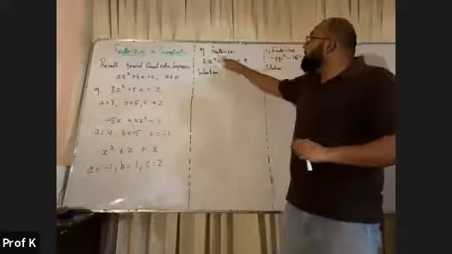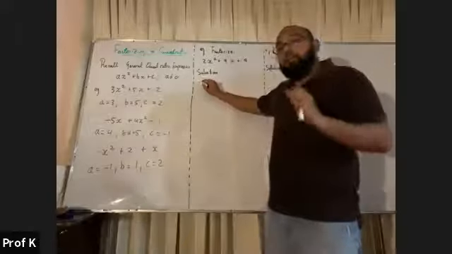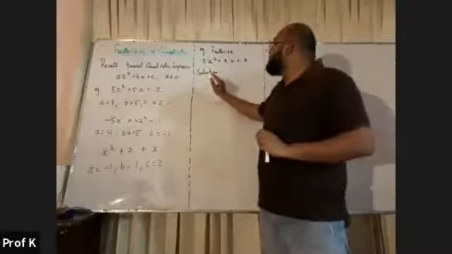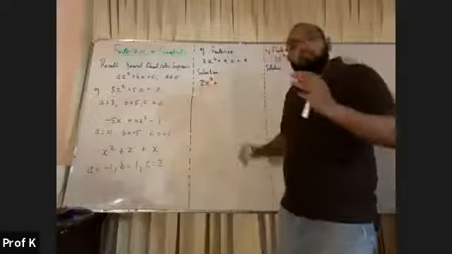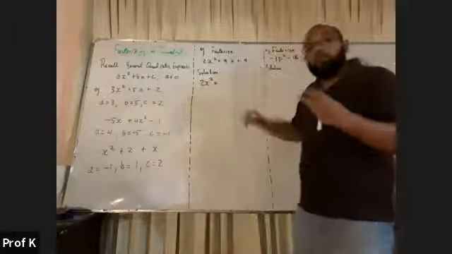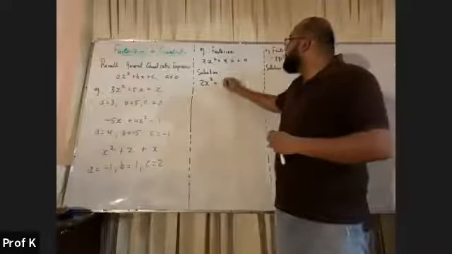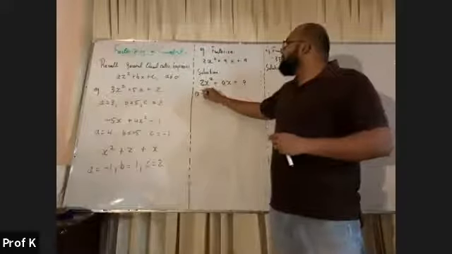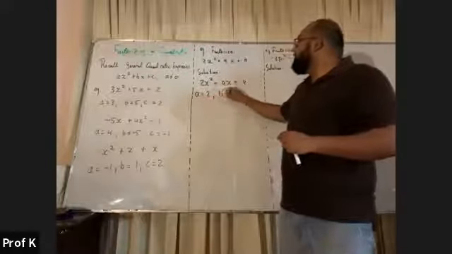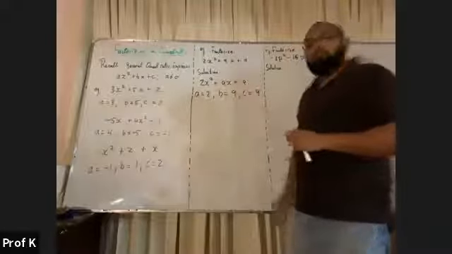So, the first step is to identify A, B, and C. In this case, you write back your expression. Just note it's an expression, not an equation, because there is no equal sign. This is just a statement in mathematics. So 2x squared plus 9x plus 9. In this case, A is equal to 2, B is equal to 9, and C is also equal to 9.